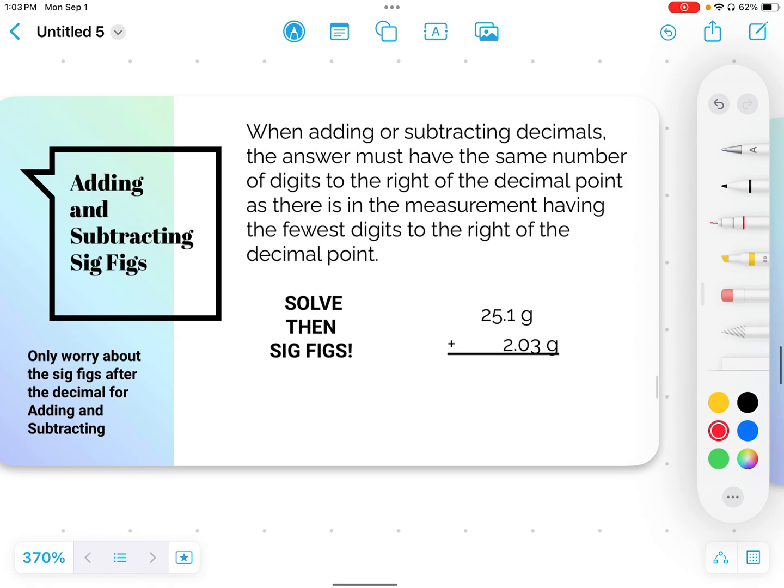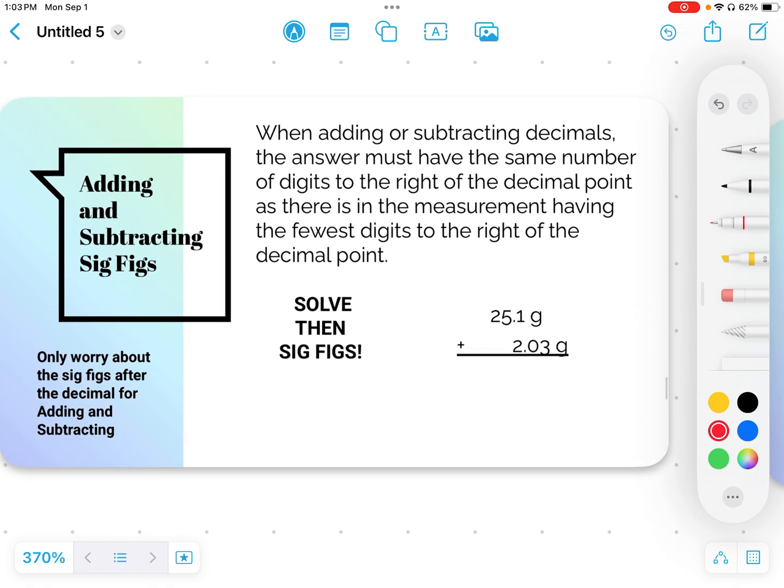Okay, let's get into a little bit of math. So depending on what you're doing, whether you're adding, subtracting, multiplying, or dividing, you have different rules you have to follow. For us, we stick to more of the multiplying and dividing section, but we still need to know what to do when we have to add and subtract sig figs. So when you're adding and subtracting decimals, the answer must have the same number of digits to the right of the decimal as there is in the measurement having the fewest digits to the right of the decimal. So basically what that's saying is we want to see how many sig figs there are to the right of the decimal point.